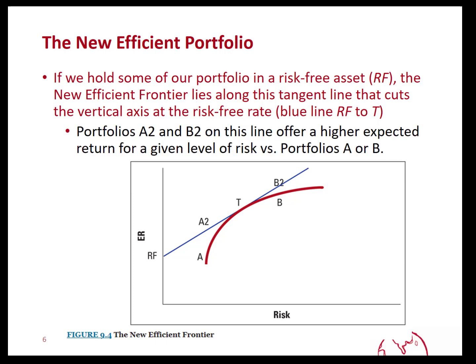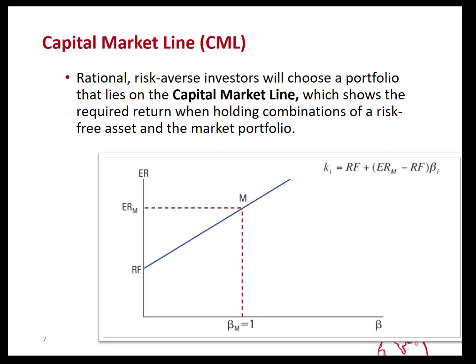Rather than being at portfolio A or B, you would rather be at portfolio A2, which offers a higher return for the same level of risk, or you would rather be at portfolio B2, which is higher return for a given level of risk than portfolio B. This line is going to be called the capital market line, and it is going to be a line that meets the vertical axis at the risk-free rate and then rises with some slope. And that slope is going to be a measure of the amount of risk that you're taking.